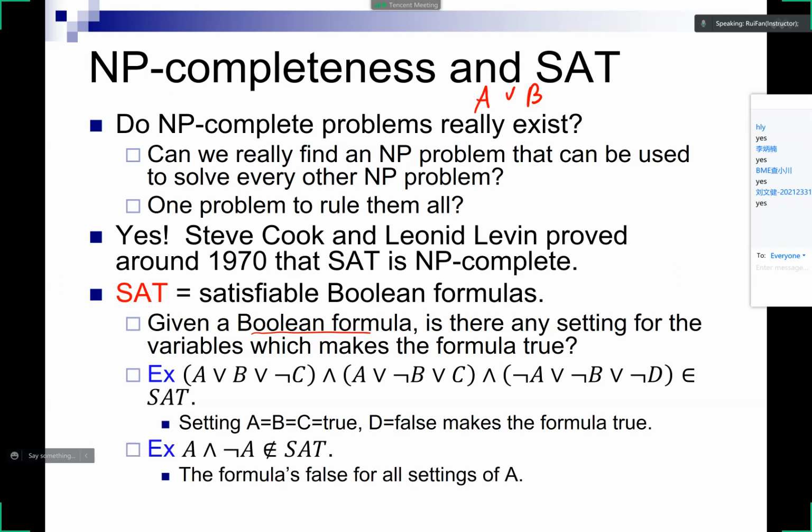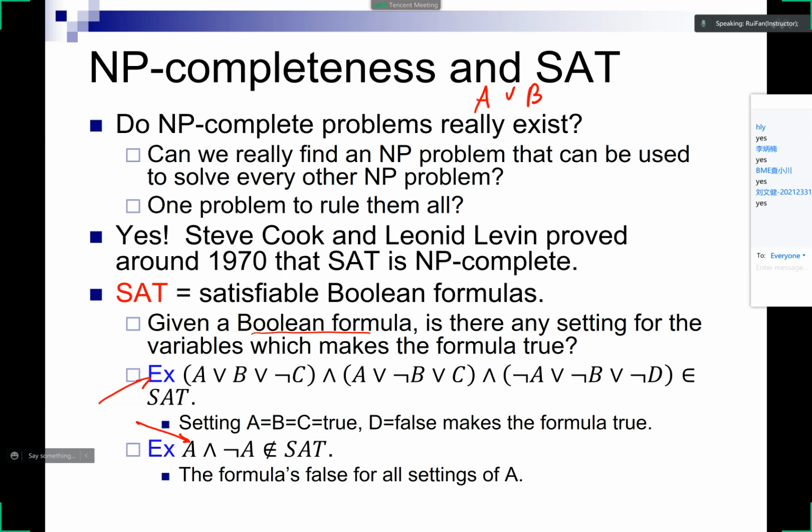On the other hand, if you have an expression like A and not A, then whatever you set A to, this formula is false. So therefore, this formula is not satisfiable. No matter how you set the variables, you always get false, and so this is not a satisfiable formula. So this formula is not in SAT. SAT is the set of all satisfiable formulas. So this one is in SAT, and this other one is not in SAT.